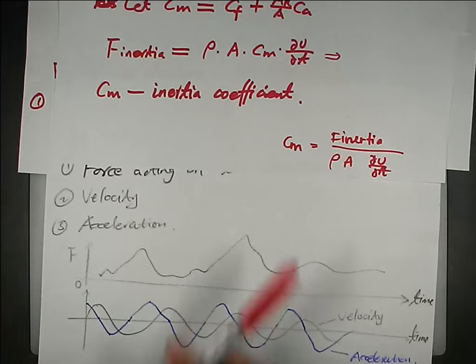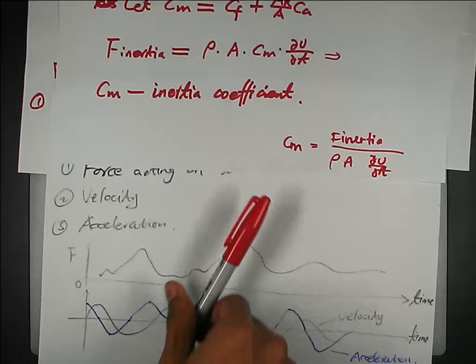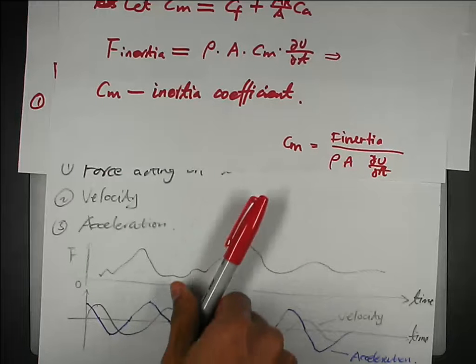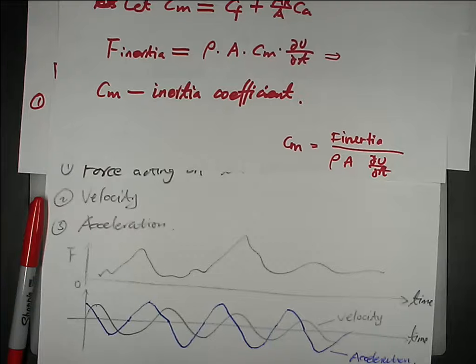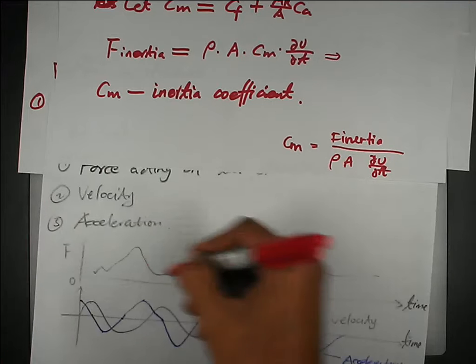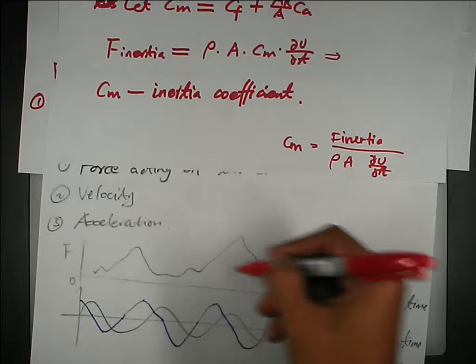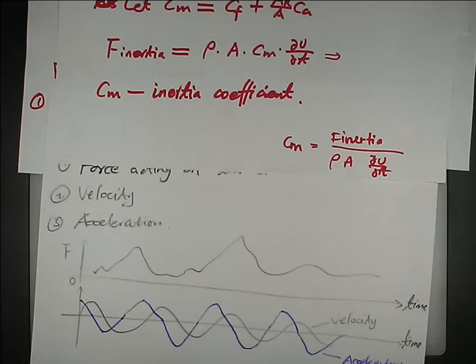Okay, I know the derivation. I know how to derive it. But this is an experimental result, a result we measured in the laboratory. How can we get the inertial force here? What is the inertial force here? This one is the sum of the drag force and the inertial force, right?